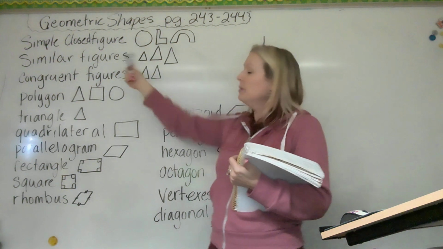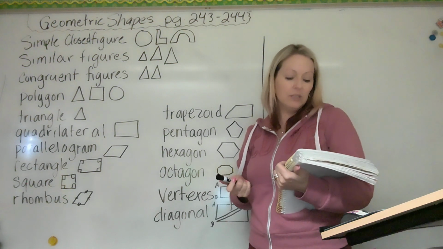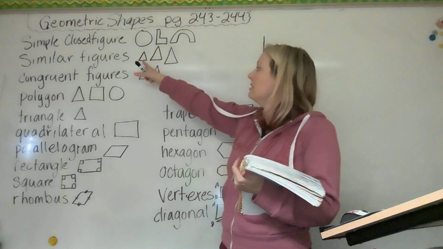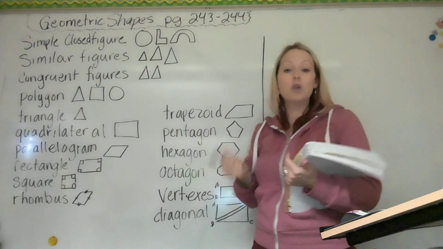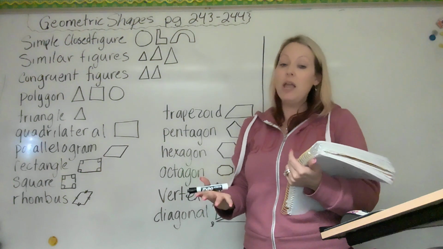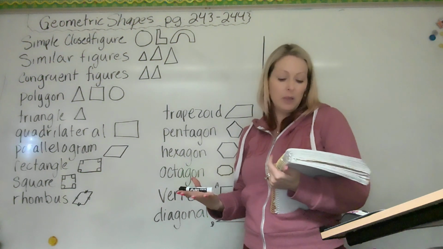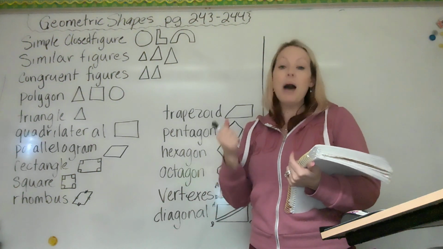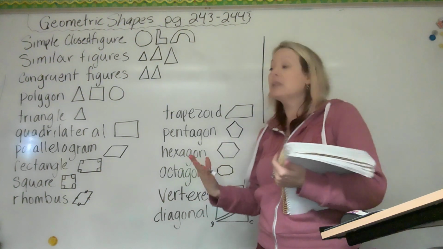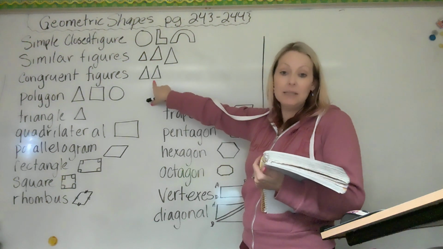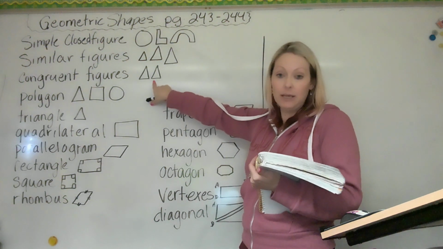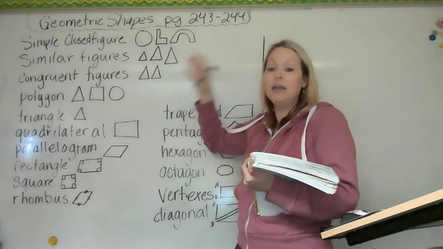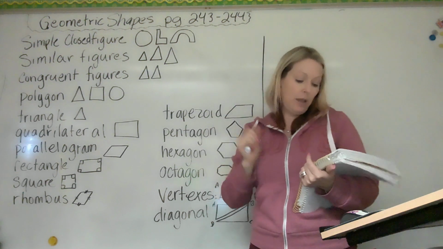Then we have similar figures. Now, similar figures have the same shape, but they don't have to be the same size. So you could see I have three sizes of triangles there. They're all the same shape, but they're all very different in size. But then we have congruent figures. Now, congruent figures have the same shape and they're the same size. So I did my best on making those as equal as I could, but that would be a congruent figure. Two of the same thing, same size, same shape.